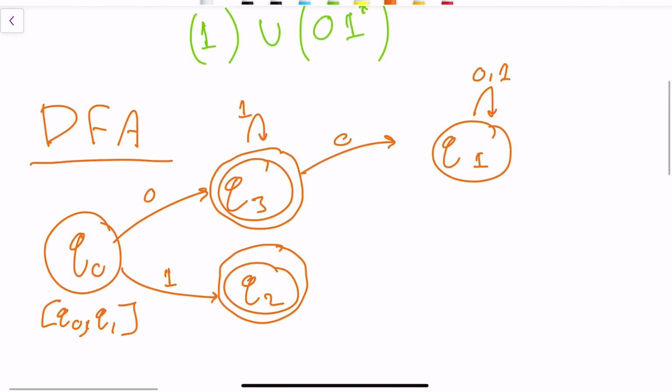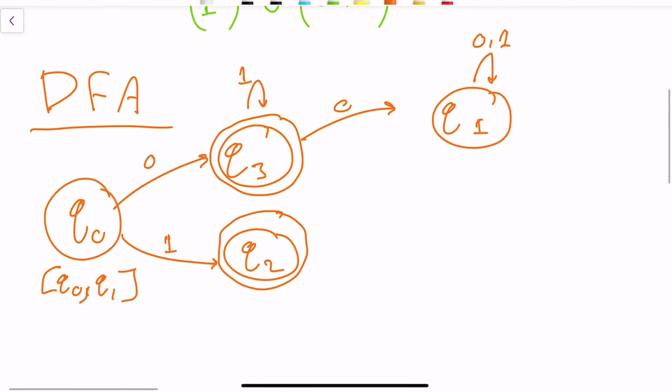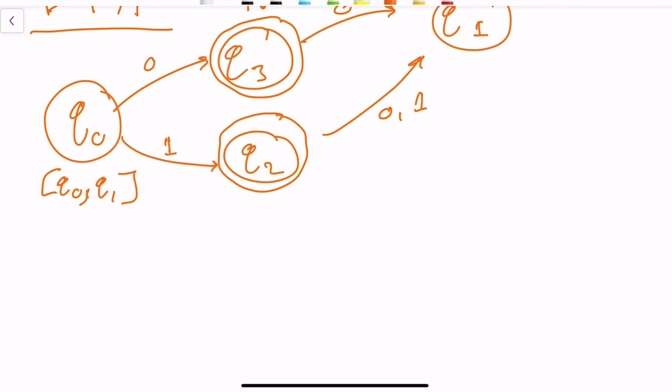Lastly, for Q2, we see that both inputs here go to a trap state. So we'll have both of them, 0 and 1, lead to Q1. And that's it. We've converted an NFA into a DFA.